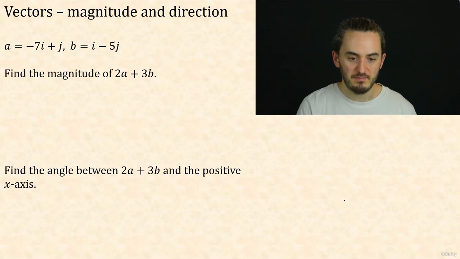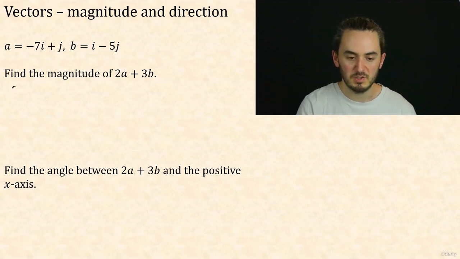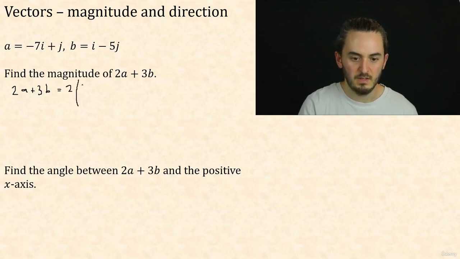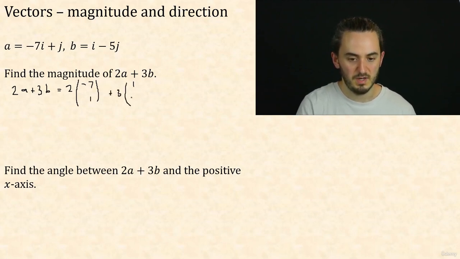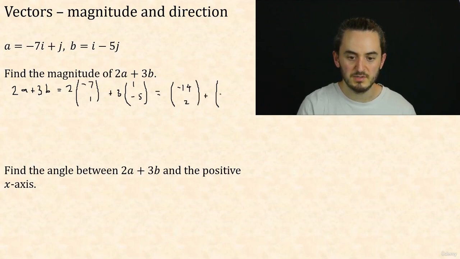a equals minus 7i plus j and b equals i minus 5j. Find the magnitude of 2a plus 3b. Well, let's work out what 2a plus 3b is as a vector. So 2a is two lots, I'm going to go to column form here, minus 7 and 1. Plus 3b, so that's three lots of 1i and minus 5j. So that is negative 14, 2, plus three lots of this one, so that's 3 and negative 15.